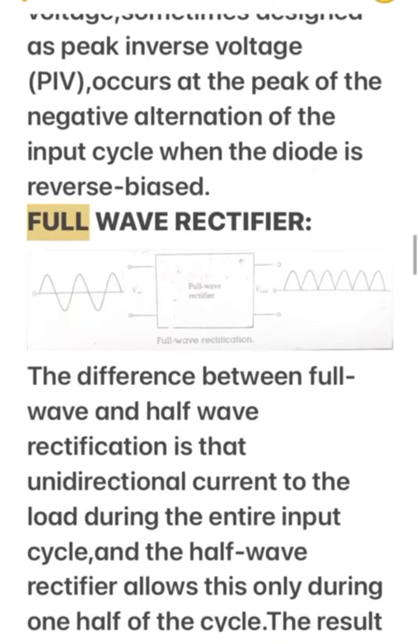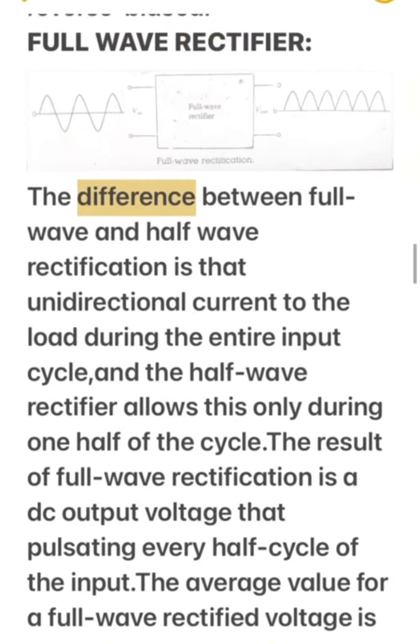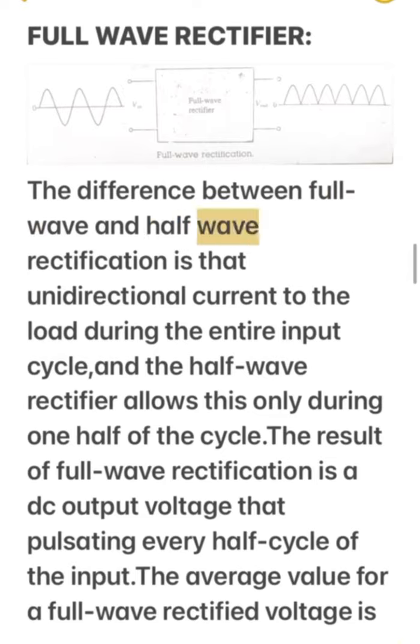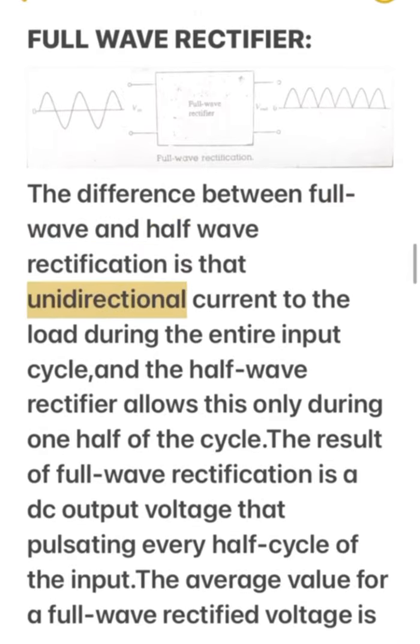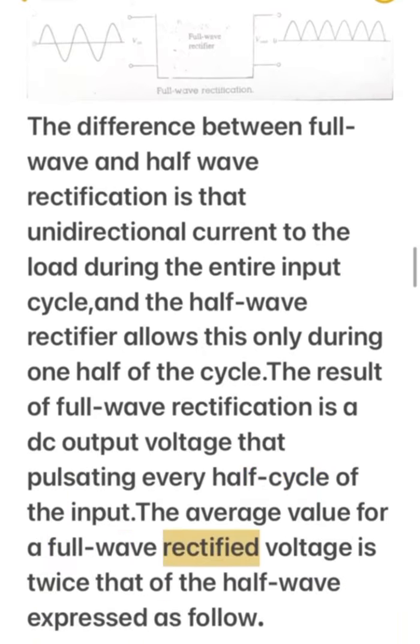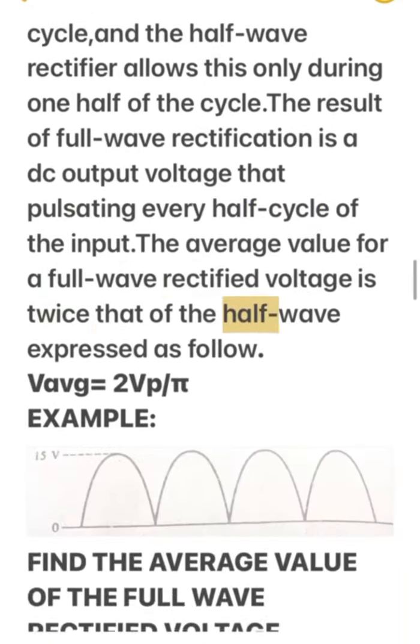Full-wave rectifier. The difference between full-wave and half-wave rectification is that a full-wave rectifier allows unidirectional current to the load during the entire input cycle, and the half-wave rectifier allows this only during one half of the cycle. The result of full-wave rectification is a DC output voltage that pulsates every half cycle of the input. The average value for a full-wave rectified voltage is twice that of the half-wave, expressed as follows.